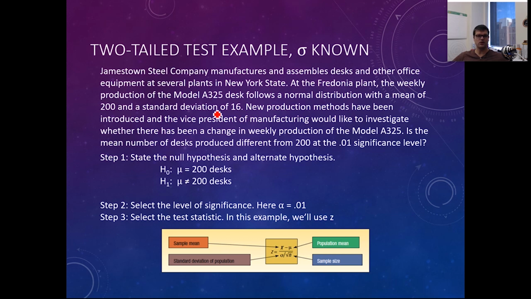So we've got a normal distribution with a mean of 200, okay, and a standard deviation of 16. That's the original population data. And so you see the mu, and then you see the standard deviation of the original population. New production methods have been introduced, and the Vice President Manufacturing would like to investigate.